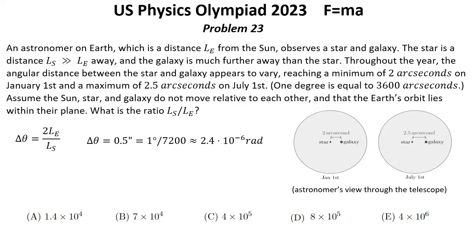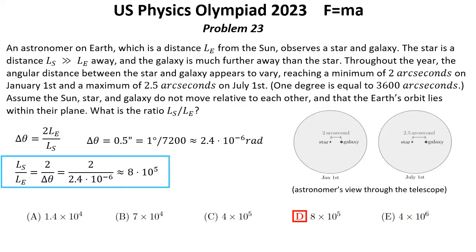to the power negative 6 radians. Solving this ratio, we have LS over LE approximately equal to 8 multiplied by 10 to the power 5, which is answer D, and that was the solution for problem number 23.